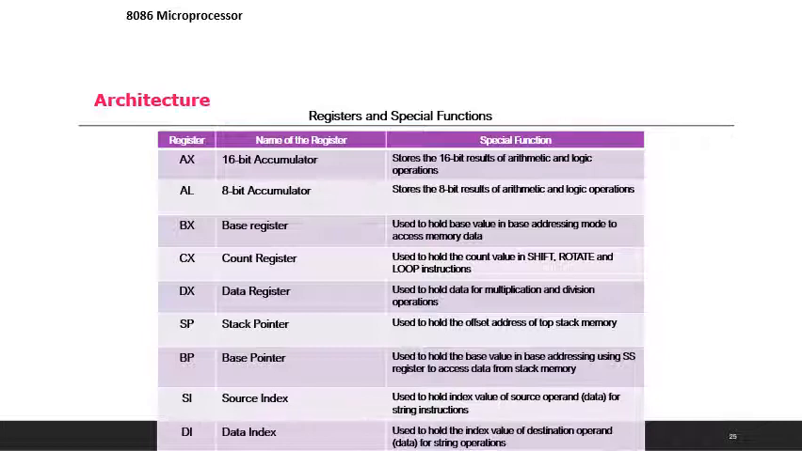BP, base pointer, used to hold the base value in base addressing using the stack segment register to access data from the stack memory. Source index, used to hold the index value of the source operand for string instructions. Destination index, used to hold the index value of the destination operand for string operations.